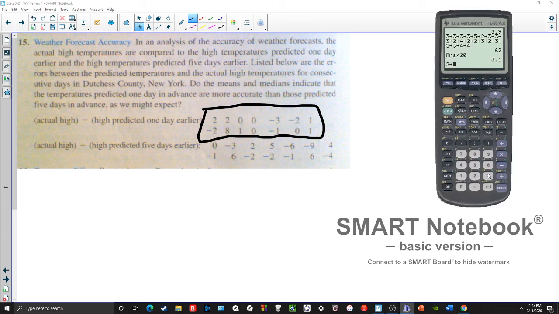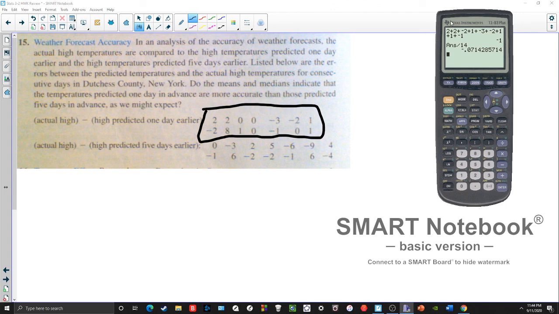So 2 plus 2 plus 0, 0, 0 plus negative 2 plus 8 plus 1. And then we do the other side, negative 3, negative 2, 1, 1, and negative 1. Then we're going to divide that by, let's see, 1, 2, 3, 4, 5, 6, 7, 8, 9, 10, 11, 12, 13, 14. Divide by 14, and we get negative 0.07, which is a little bit off.